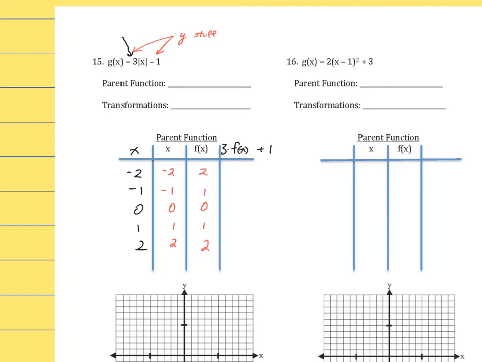Okay? But let's go ahead and do the y values. So 3 times 2 minus 1. 5. Sorry, why do I have a plus 1 there?